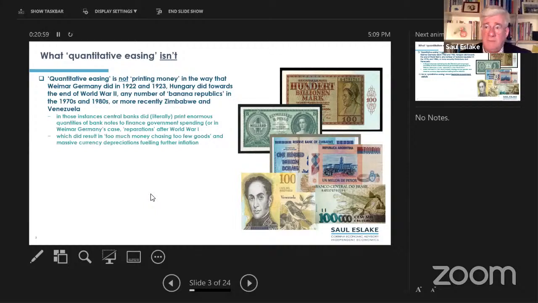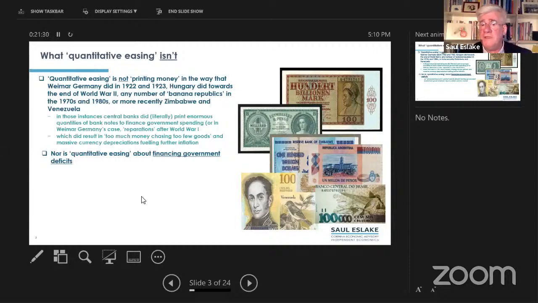And those money printing episodes in days gone by did result in what Milton Friedman famously described as too much money chasing too few goods, and usually in massive currency depreciations that set up a vicious circle of rising inflation, falling currencies, feeding through into higher prices for imported goods and services, and thus ultimately to what became in almost every one of those episodes hyperinflation. We're not talking about that here.